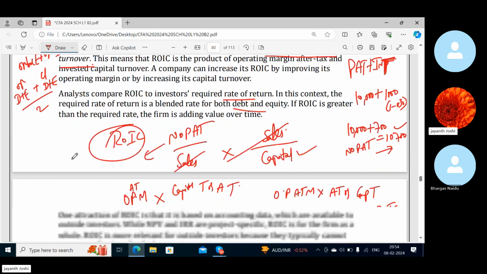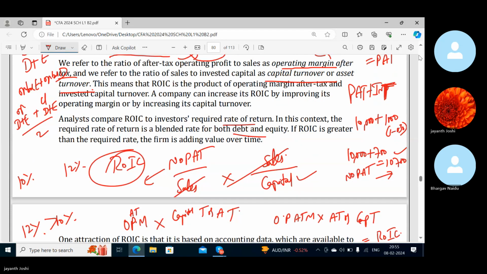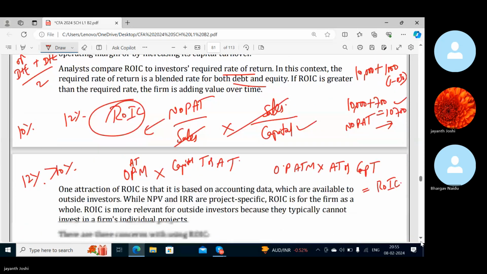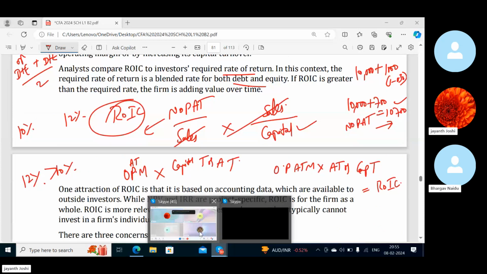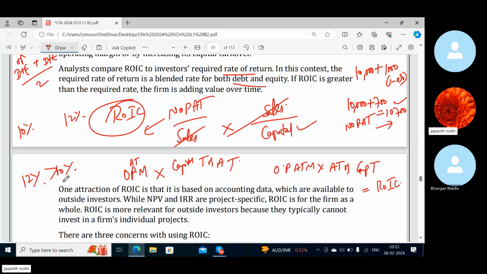Whatever you require, let's say you require 10% returns and your ROIC is like 12%. So your 12% is more than the 10%, right? So is this a good performance or not? Come on, tell me. Hello? If your ROIC is more than the required rate of return, is it good or bad? It's good.